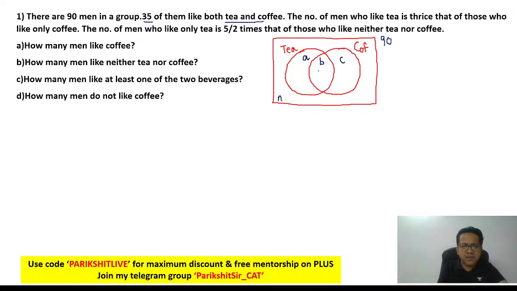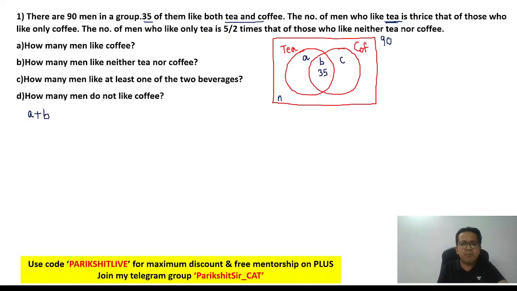So can I say B is 35? B is 35. Okay. Next, the number of men who like tea. Now be very careful. They're using the word tea. They're not saying tea only. Had they said tea only, I would have said A. But now they are saying tea. Tea is A plus B. Number of men who like tea is A plus B.